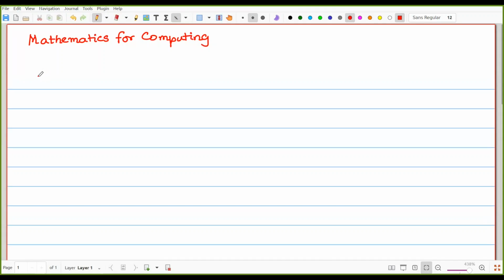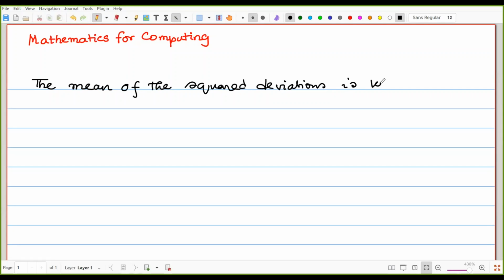Normally, what we say, the mean of the squared deviations is known as the variance.